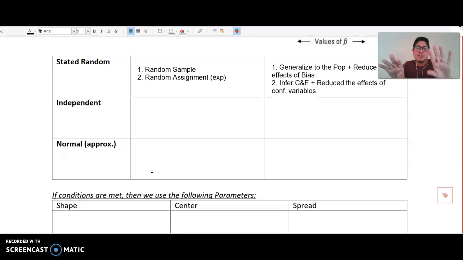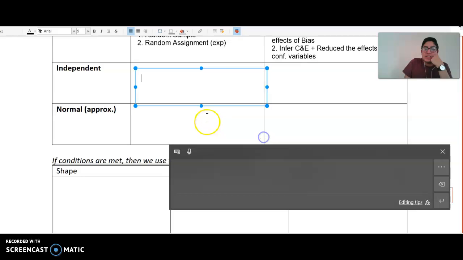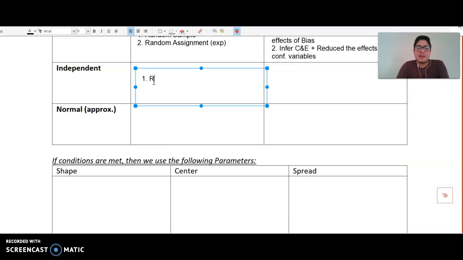So the way this table works is that here's the condition, here's how we meet the condition, and here's why we need the condition. The next condition is the condition of independence, and there are two ways to meet it. The first way is that the results do not influence one another. And the second way is that we use the 10% condition.